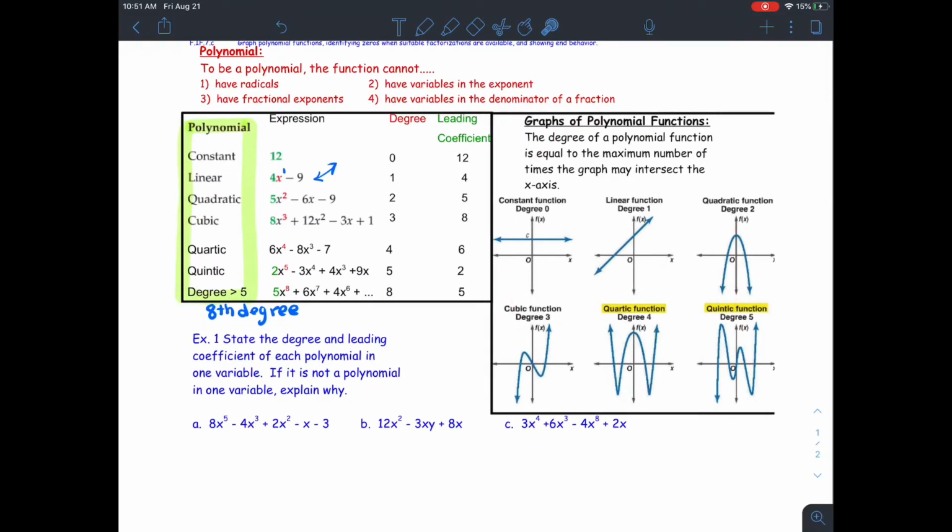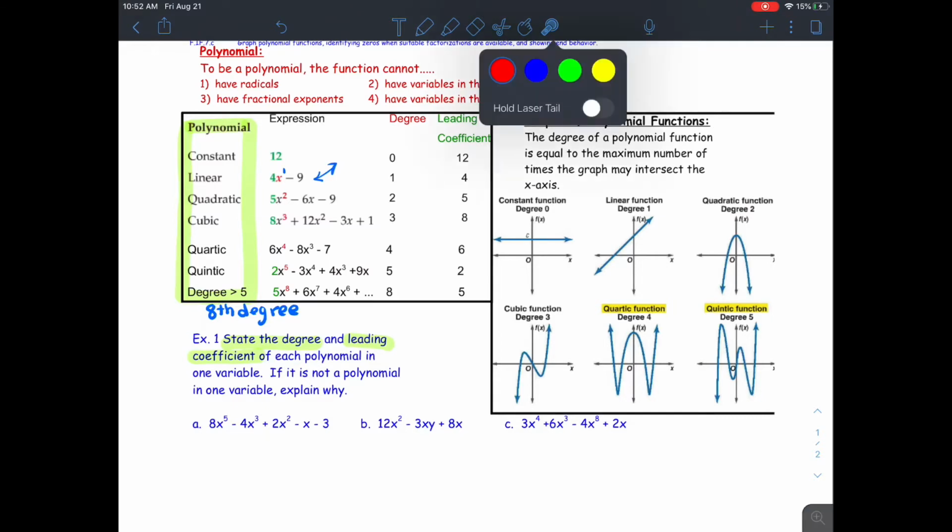So what I'd like for us to do first, before we spend some time looking at these graphs, is this: it's asking us to simply state the degree and state what the lead coefficient is. That's assuming you rearrange it in descending order, what would be that front number. And then it says if it's not a polynomial in just one variable, meaning you're seeing multiple types of variables, explain why. I don't really understand these directions. If you're seeing multiple variables, it's because there are several variables there.